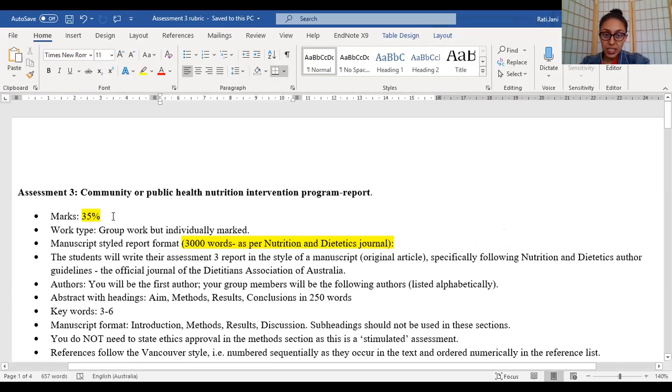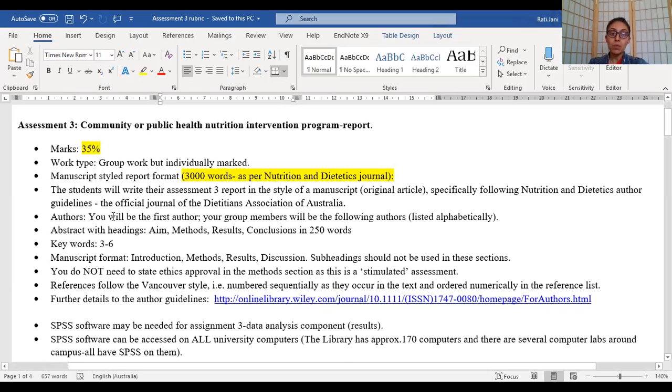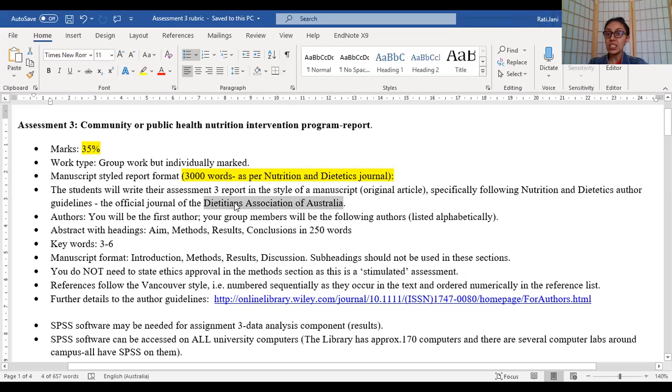All right, so again, guys, this is a major assignment, just like how your assignment 2 was a major assignment and it was for 35%. Even your assignment 3 is for 35%. Okay, and you will be writing the manuscript as per the Nutrition and Dietetics Journal, which is associated with the Dietitians Australia. So now it is not called as the Dietitians Association of Australia. It's just called as DA, Dietitians Australia.